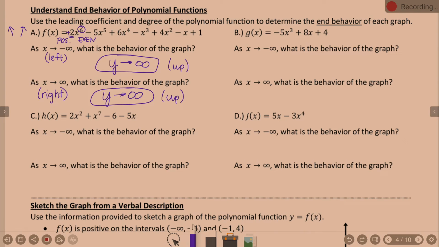Okay, think you can try the next one? Yeah. Okay, let's look at B. What do we know about this g of x function? It's the same as the one on top. Positive. Never mind. Line. G of x is negative 5x cubed plus 8x plus 4. What's my degree? 7.